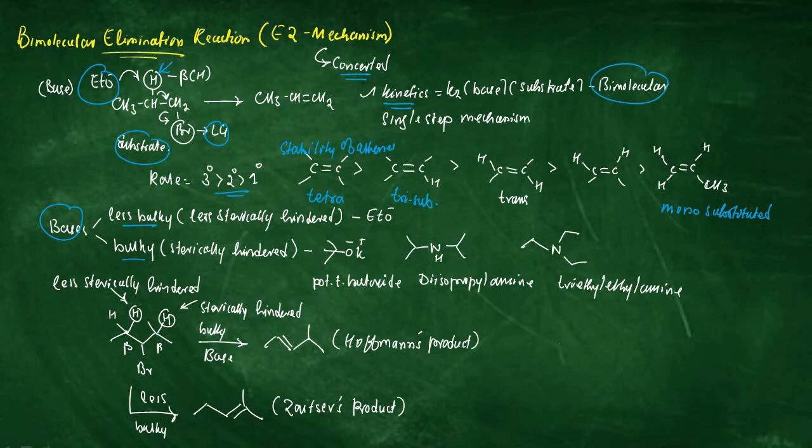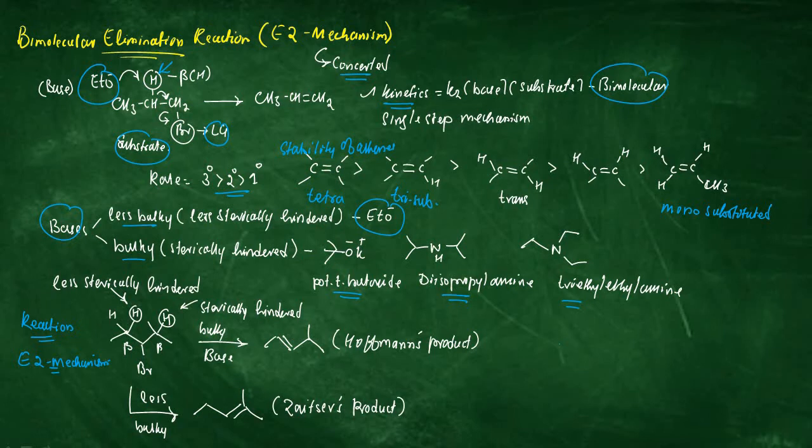Less bulky bases are less sterically hindered, such as ethoxide, and bulky bases include tertiary butoxide, diisopropylamine, and triethylamine. So all these are bulky bases. For example, here we have shown a reaction which proceeds through the E2 mechanism, that is concerted in character. We can control the degree of product formation by using the choice of base.